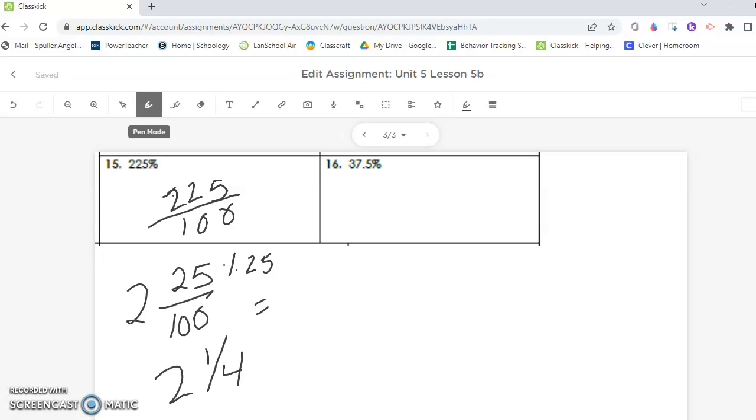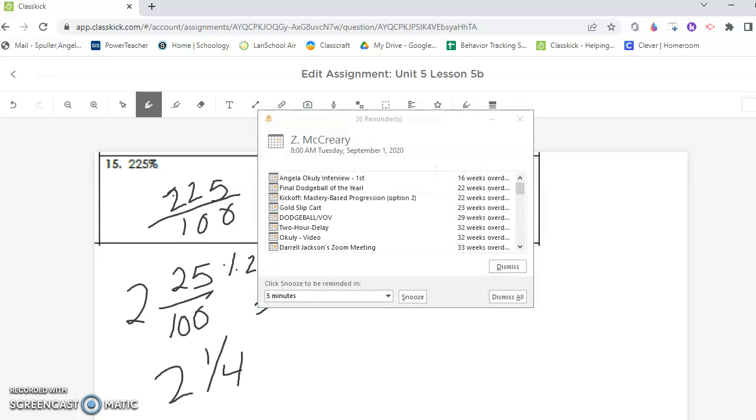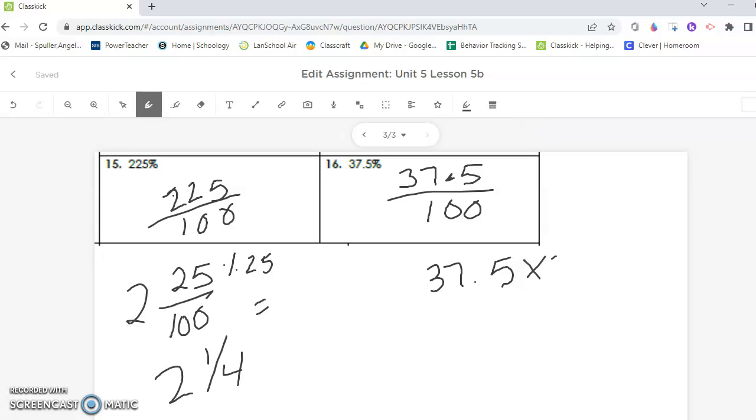Okay, so how does this work? Well, this is 37.5 over 100. Well, we can't have a decimal up on top. So this becomes 37, and we've got to make it into a whole number. We can do that by multiplying by 2. That would get me 75. But if I do it to the bottom, I have to do it to the top. So this would be 75 over 200. Okay?